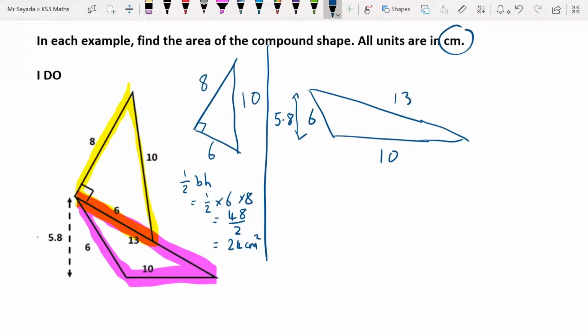And for the triangle on the right, I'm going to do base times height over 2. So that will be 10 times 5.8 over 2, which is 58 over 2. 58 over 2 is 29 centimeters squared.